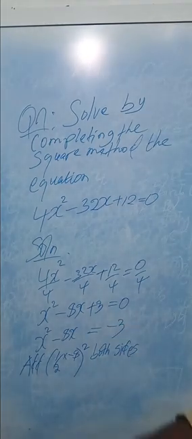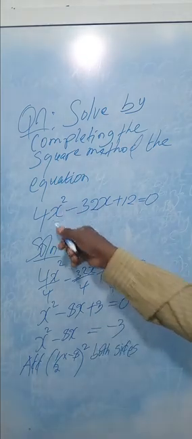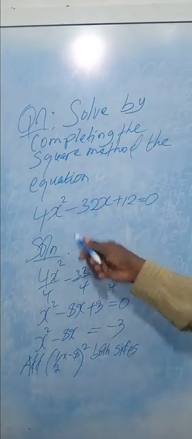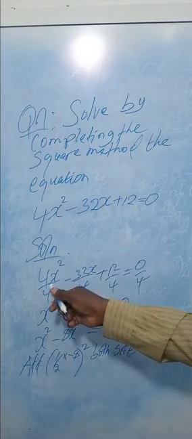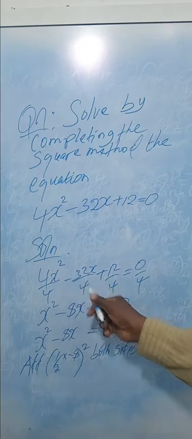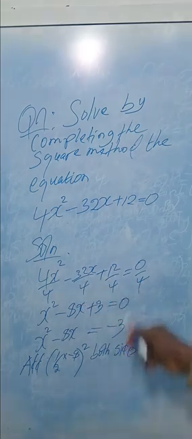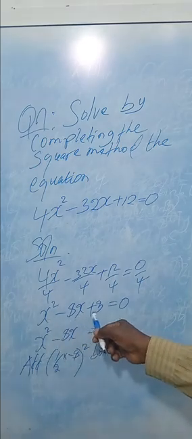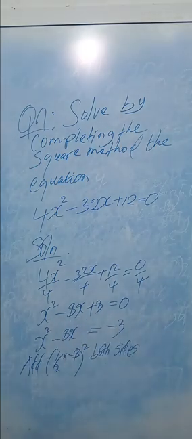Step number 1 is to make sure that the coefficient of x squared equals 1. So what you do with that is divide through by 4. Divide by 4, divide by 4, divide by 4, divide by 4. Then you shall get x squared minus 8x plus 3 equals 0.